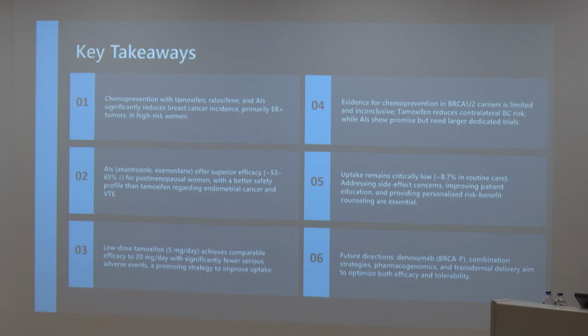Evidence for chemoprevention in BRCA1 or 2 carriers is limited and inconclusive. Tamoxifen and AI reduce the contralateral risk in those with cancer, so you may use it only for the BRCA2s, but we don't have anything to do for the BRCA1s, so surgery would be the only option in these patients, or follow-up with radiology. And uptake remains critically low, like I said, 16%, but in some studies it's as low as 9%.